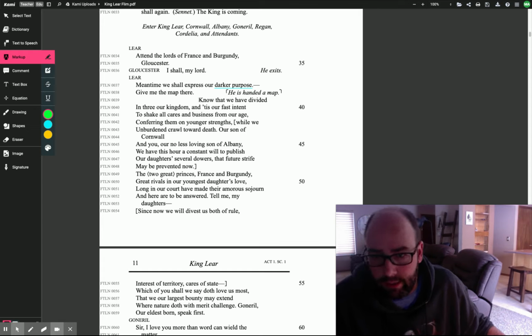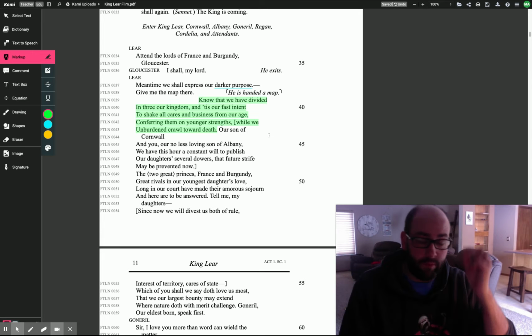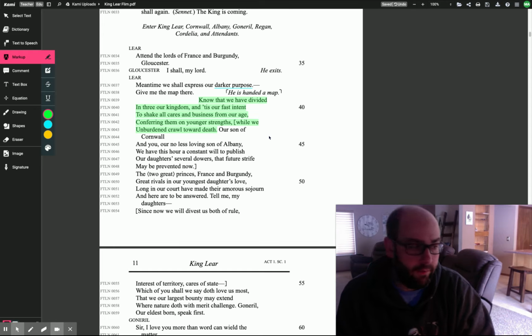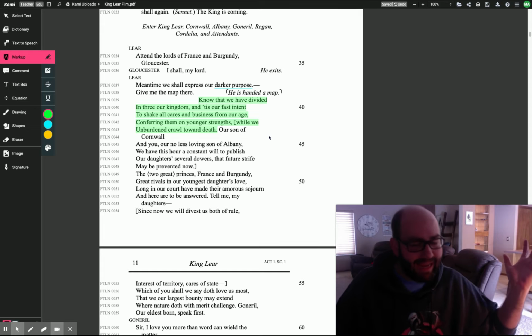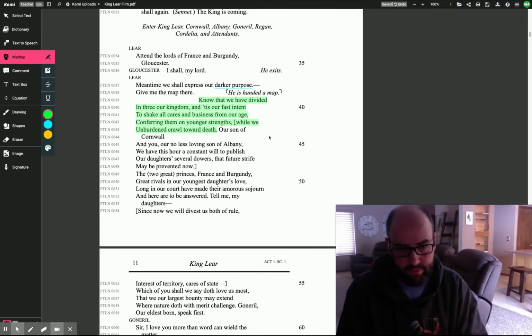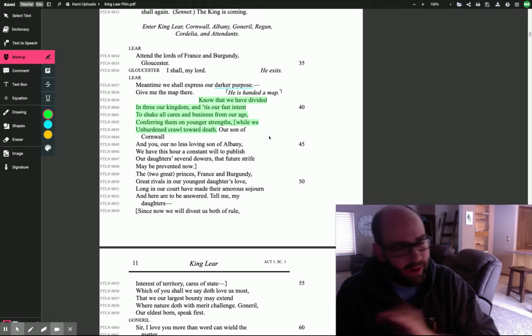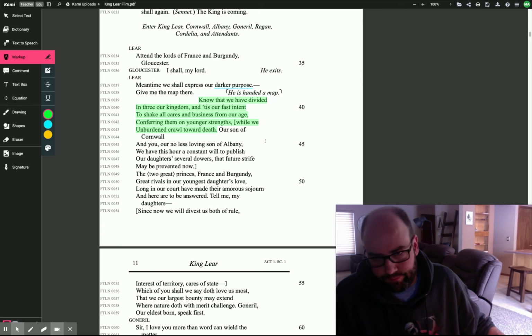So we're going to highlight this stuff, right? So he is saying, we're going to divide the kingdom into three. We're going to give each of my children and their husbands, which is why we need to get Cordelia married real quick, a piece of that. You're going to rule that piece. And then we are going to just hang out and have parties all the time. And as we move our way to death, we're going to retire. And we're not going to do any of the business of kings.